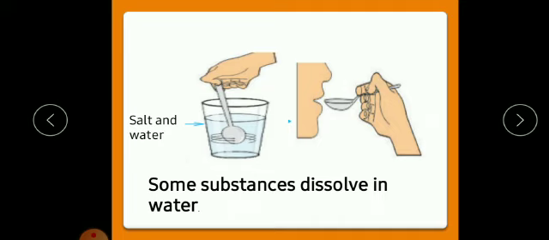So, dear children, we can say that some substances dissolve in water. There are many examples of such substances, like sugar. Sugar too dissolves in water and it disappears. We cannot see it, but the water tastes sweet. So we come to know that sugar is dissolved in that water.